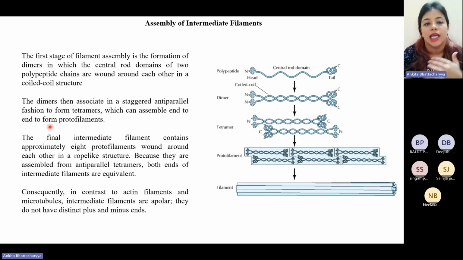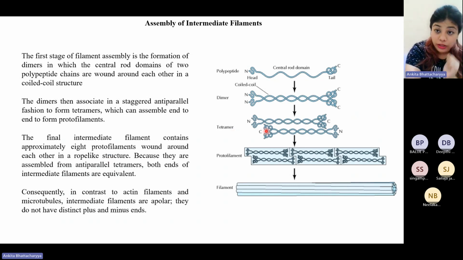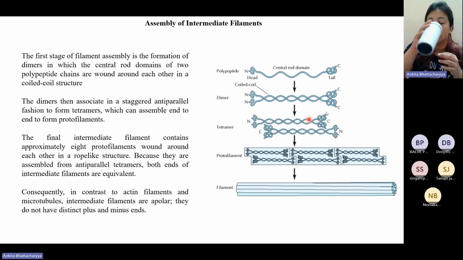The first step is the formation of dimers, where the central rod domains that we saw wind around each other in a coil structure. Then they form a staggered as well as anti-parallel arrangement. During the formation of the tetramer, where they become anti-parallel to each other, this is where they lose their polarity. Since the N and C terminals are on the same side for each of these two, it negates the polarity they initially carried. If this was constantly maintained, even intermediate filaments would have some sort of polarity.